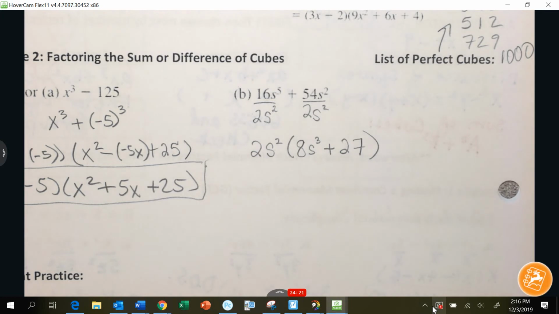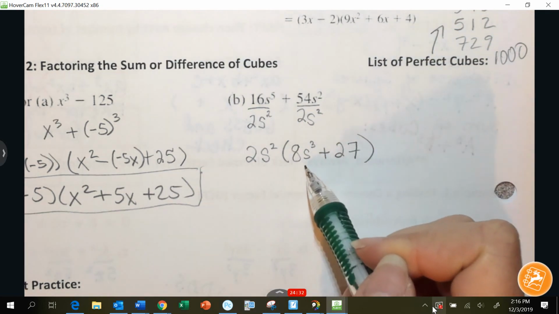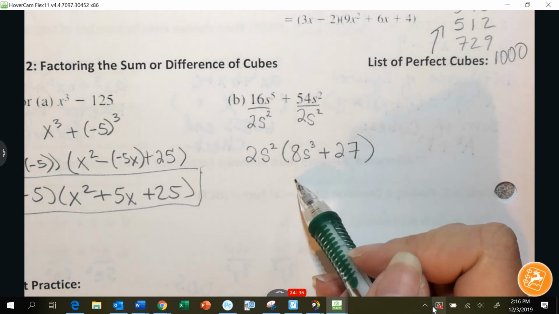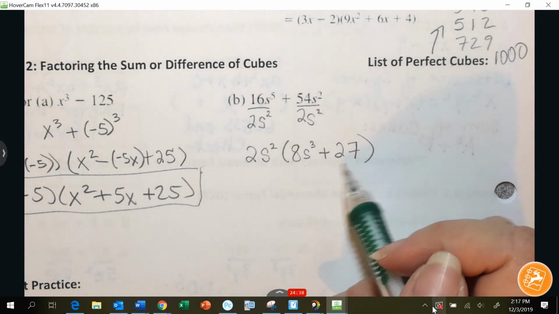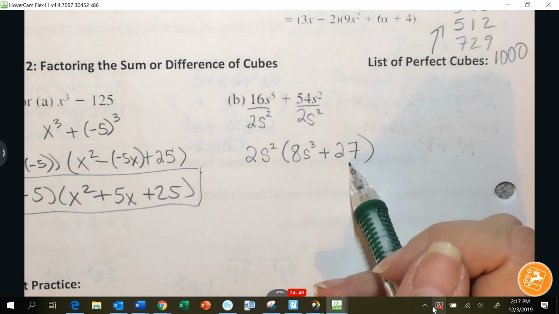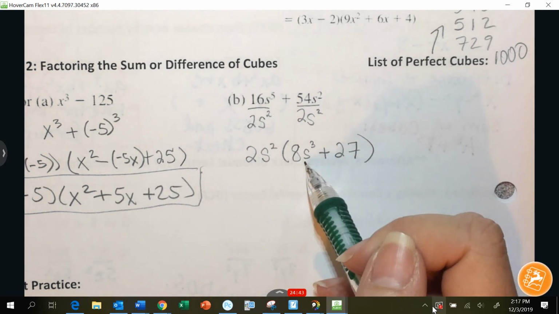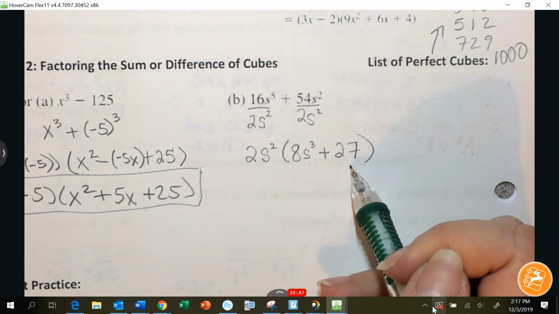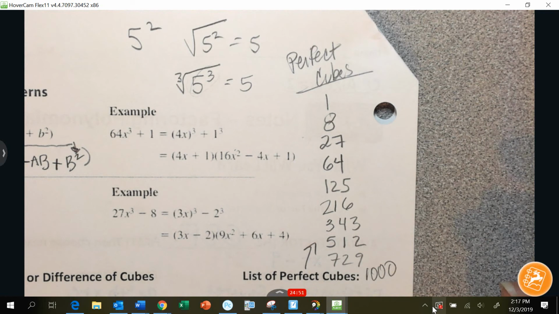Okay, so I took out 2s squared, and I got left over 8s cubed plus 27. And I see this cubed and I see an 8, I see a 27. Do we have a sum of cubes here? Is 8 a perfect cube? Is s a perfect cube? Is 27 a perfect cube? Did we write 8 in this list? Did we write 27 in this list?